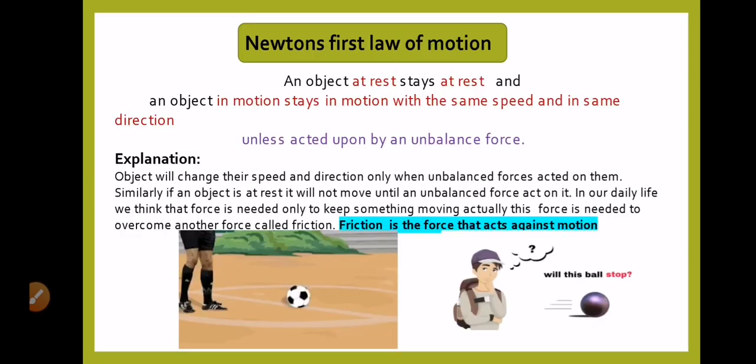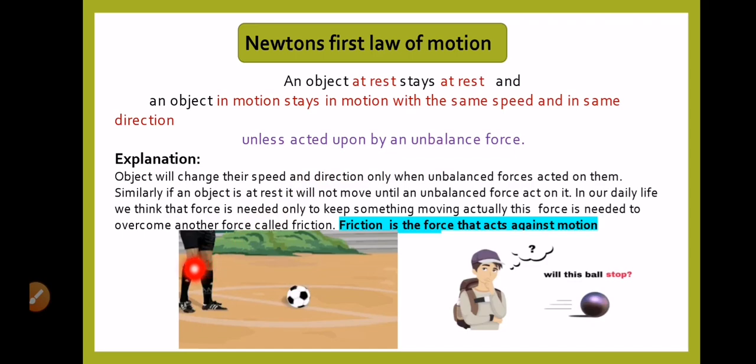These observations were summarized by Sir Isaac Newton in his first law of motion, which is named Newton's first law of motion. An object at rest stays at rest and an object in motion stays in motion with the same speed and in the same direction unless acted upon by an unbalanced force. This law has two parts. If an object is at rest or if an object is in motion, they will continue their state unless an unbalanced force acts on them.